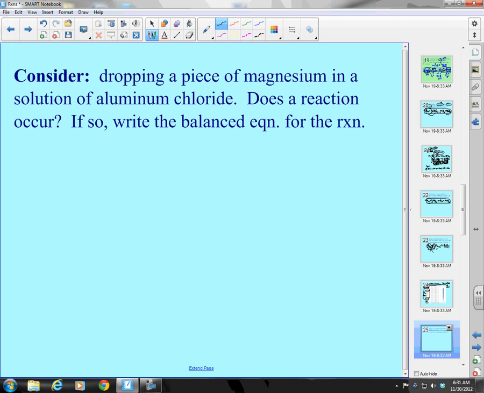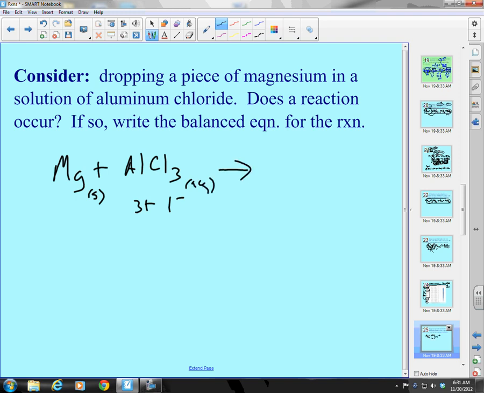Okay, give this one a shot. Well, what are we going to do? We have magnesium plus aluminum chloride. Okay, aluminum chloride. That's a -1, that's a +3. So, oops, I don't need brackets, do I? How's that? And it's going to be a solution, aqueous.